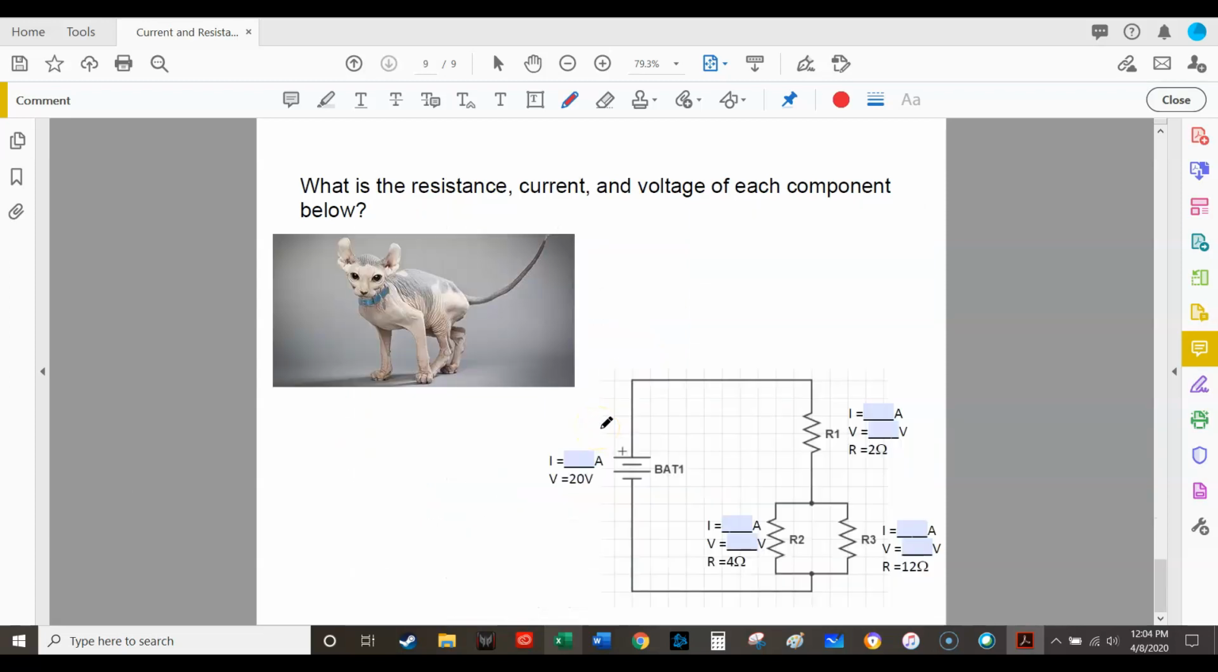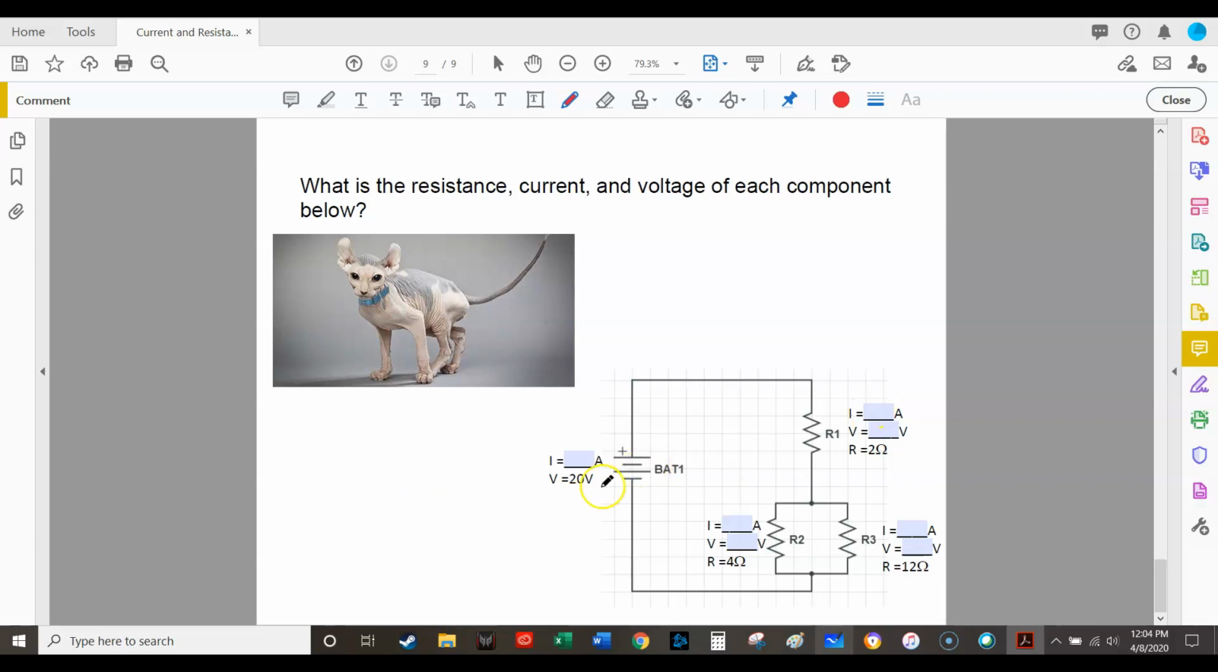All right. Next problem, we have a battery that is in parallel with a full branch, with a branch that has its own sub-parallel branch. This is a really good problem because it forces you to combine all 3 rules together.